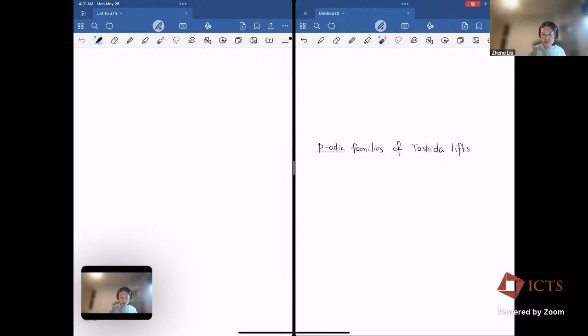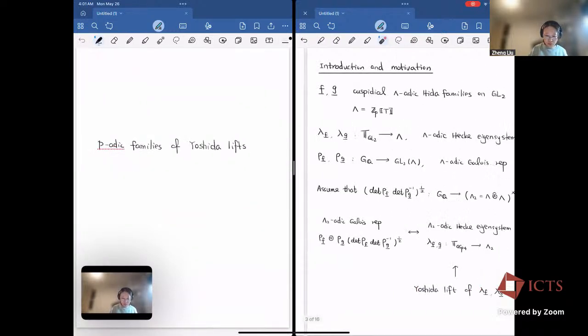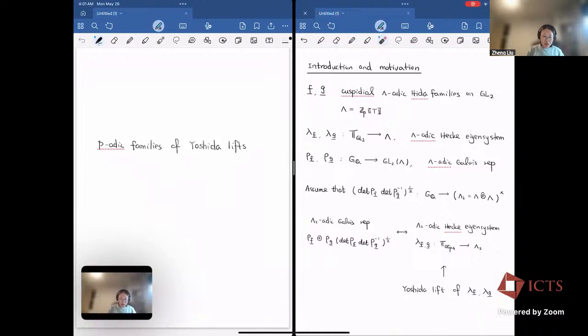I'm going to start with some introduction and motivation. So I'm going to start with two Λ-adic families on GL2 over Q, F and G underline. So the Λ here is the usual Iwasawa algebra, Z_p double bracket. For simplicity, I'm going to just use this Λ instead of, more generally, maybe a finite extension of the Λ.